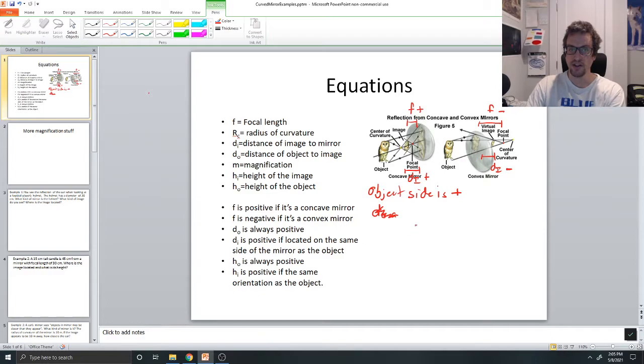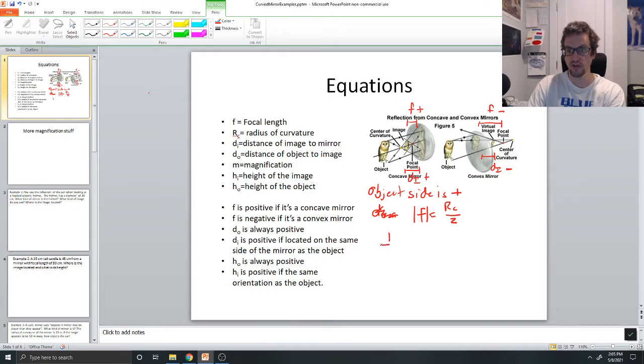But here are also the equations. The first equation is f equals the radius of curvature over 2. Actually, the absolute value of f is the radius of curvature over 2, because the sign depends on whether it's a concave or convex mirror. The radius of curvature is always positive.